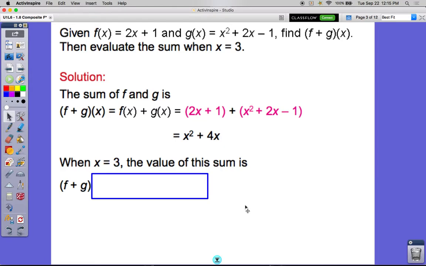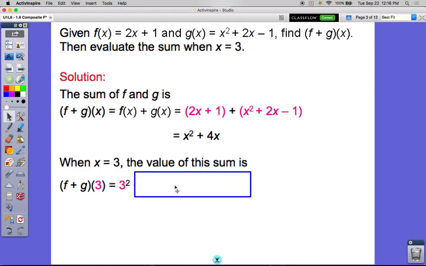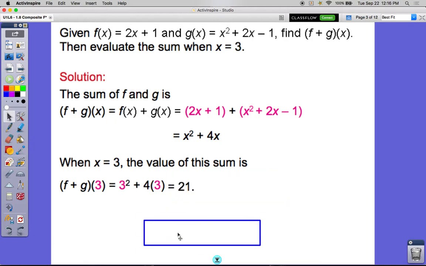That looks a lot simpler than what it started off with, which sometimes is nice when that happens. So combine like terms, 2x and 2x, that's 4x, plus 1 minus 1 cancels. So f plus g of x is really x squared plus 4x, right? Then it says, okay, let's evaluate that sum when x is equal to 3. So what's f plus g of 3? In that equation, I can say 3 squared plus 4 times 3. And so that's 9 plus 12, 21.